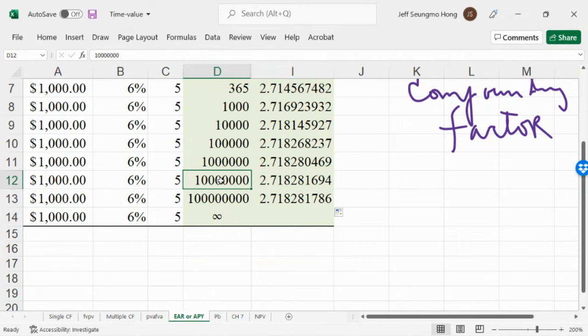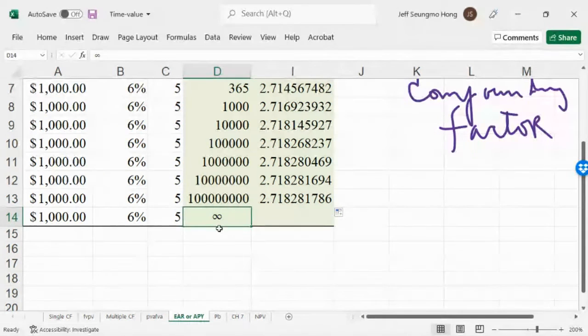Even 10 million, this must be 1 billion. Even if you increase it to 1 billion, right? It doesn't deviate that much from that 2.718.